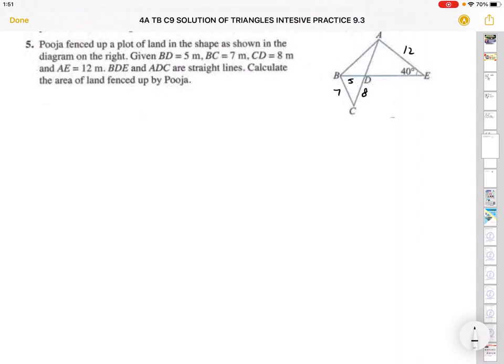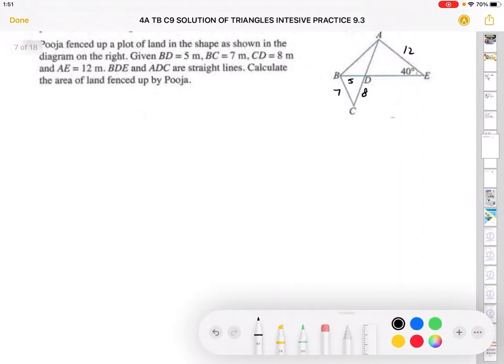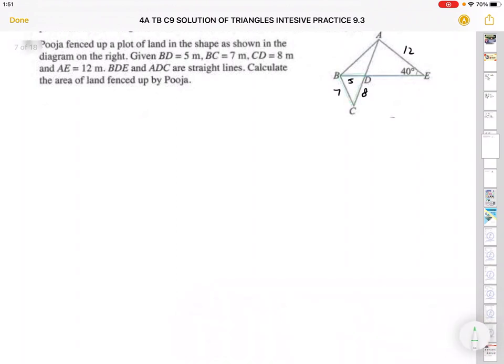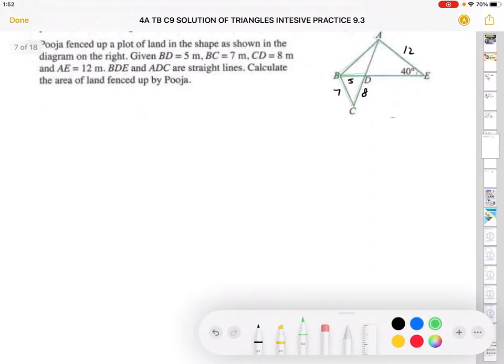To calculate the area fenced by Pooja, we are finding the area of the whole thing. But how you want to find it is up to you. The way I see it, we need more information, we need an angle. If you look at this triangle, let me highlight it for you. This triangle we can use Heron's law, no problem. But for the bigger triangle, we don't have enough information, we don't have the length of DE. So I think it's best we find one of the angles first. Maybe I focus on triangle BCD and find this angle first.